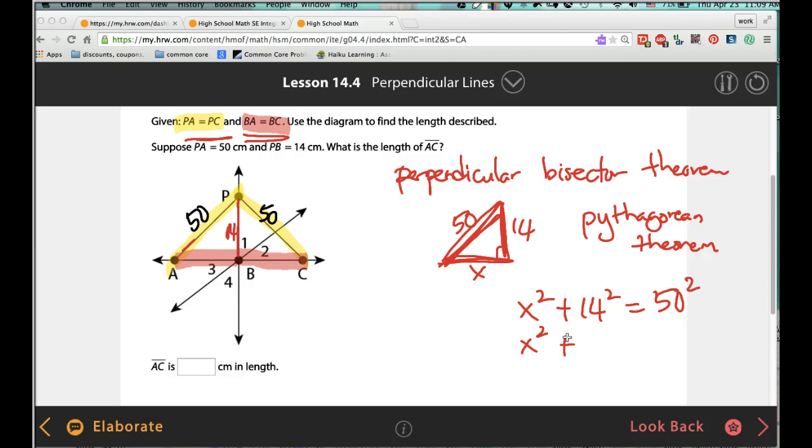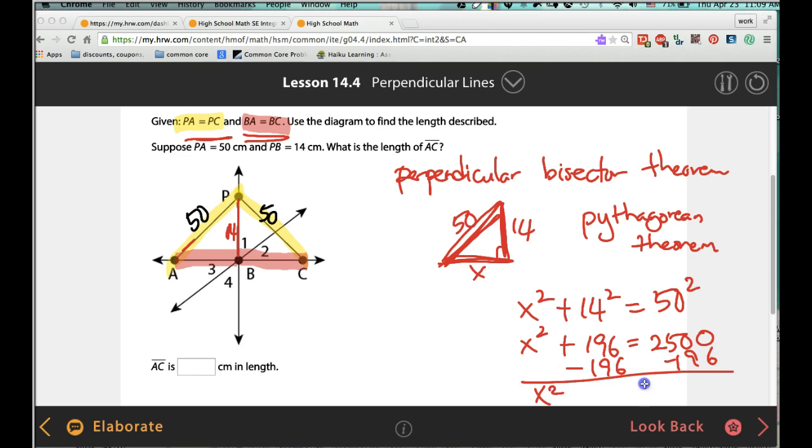Uh-oh. I should memorize it, but I haven't, so sorry for wasting your time. I'm pulling out my calculator right now. So there you go. 14 squared is 196. And, ooh, thank goodness I know that. That's 2,500. To find out what x squared is equal to, we gotta subtract 196 from both sides.